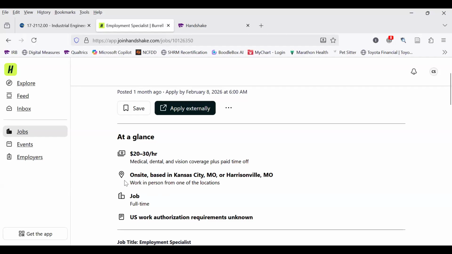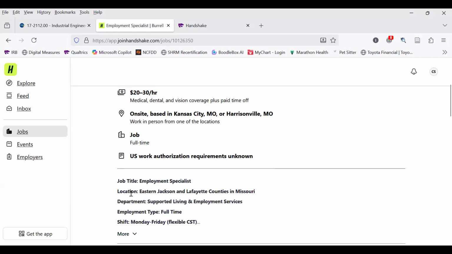They tell you exactly where you'll be located. So they have two offices in Kansas City or Harrisonville in Missouri, and you're going to work in person from one of those locations. So there's not any remote work going on in this job. This is a full-time job, and here they actually didn't specify whether you have to be able to work in the US or not.